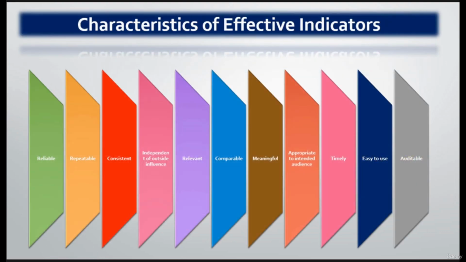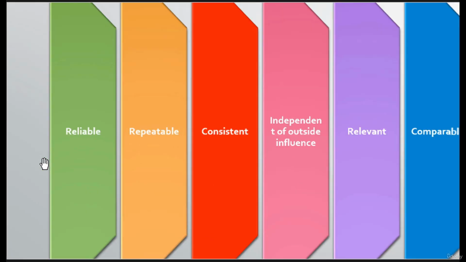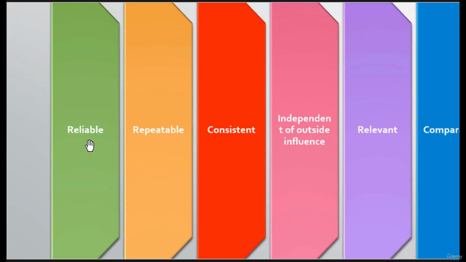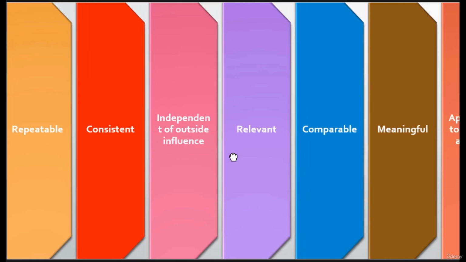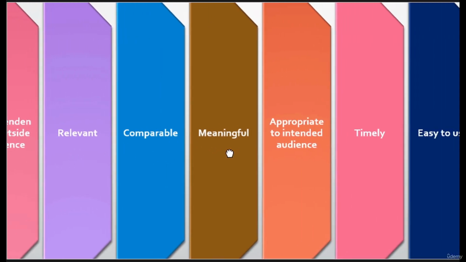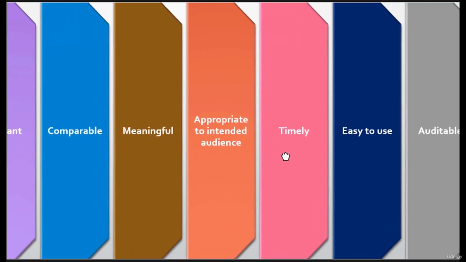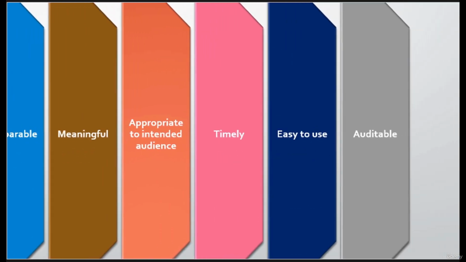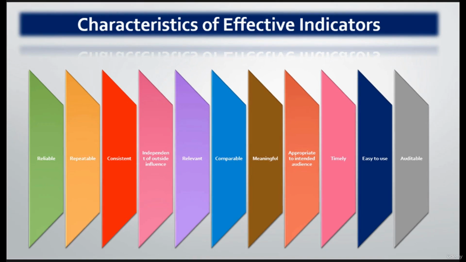If we see here the characteristics of effective indicators, they will be as follows. KPIs should be reliable, repeatable, consistent, independent of outside influence, relevant, comparable, meaningful, appropriate to intended audience, timely, easy to use, and auditable. So these are the characteristics of any effective KPI or key performance indicator.